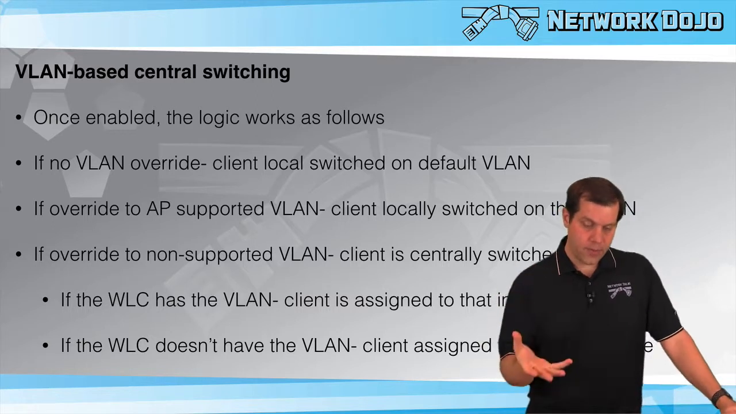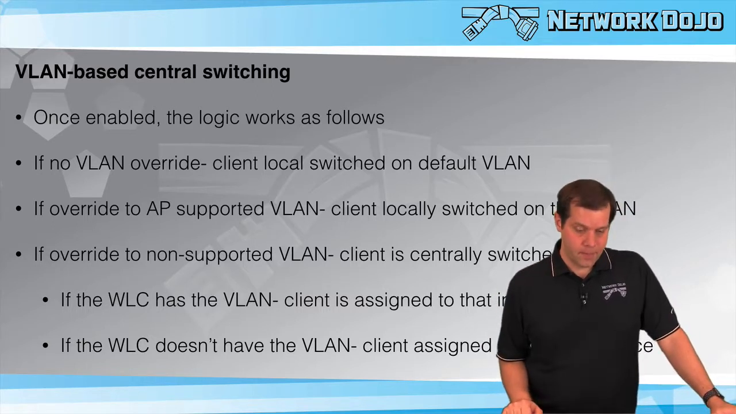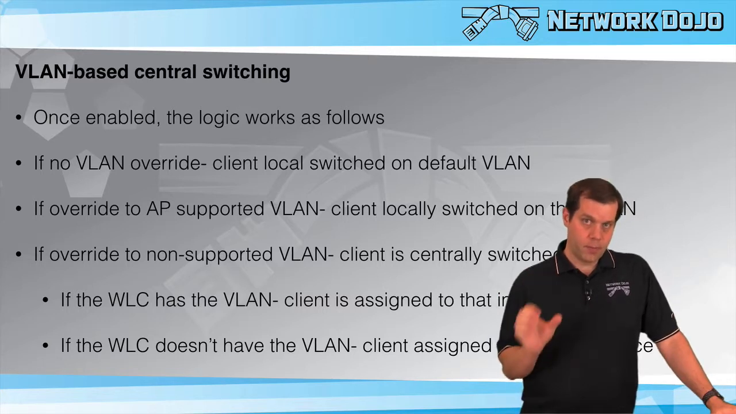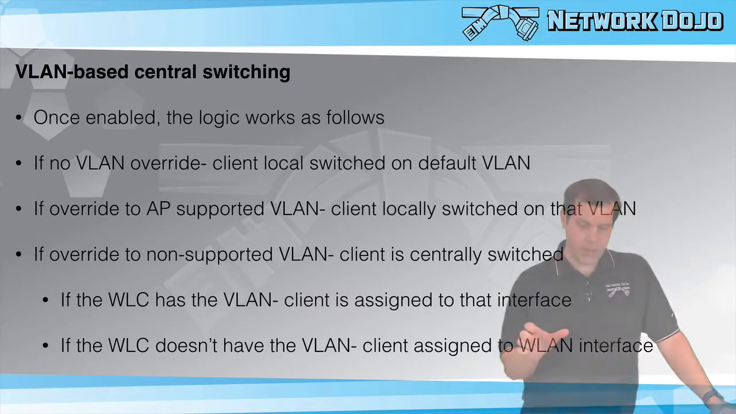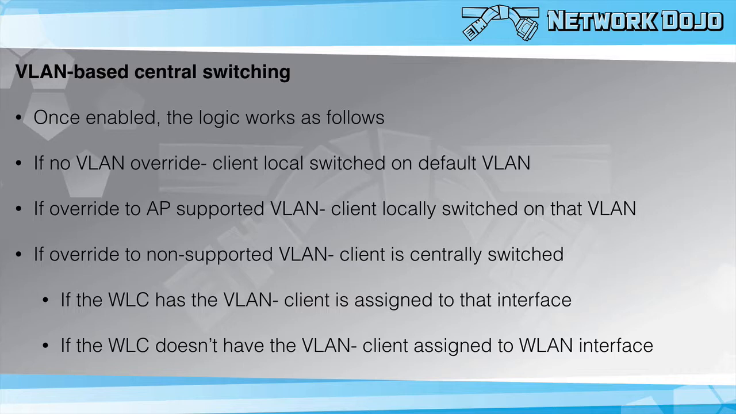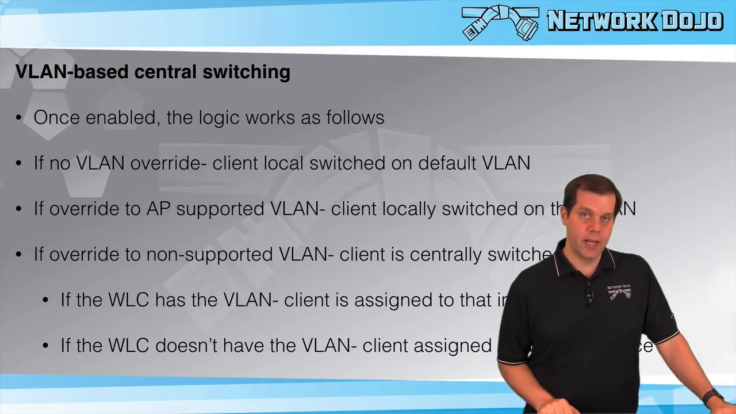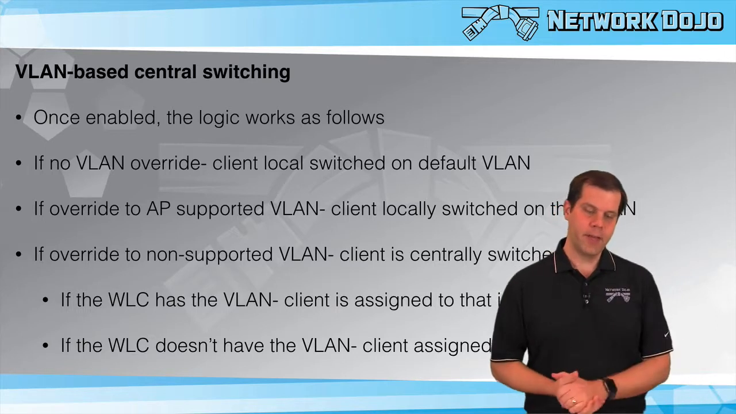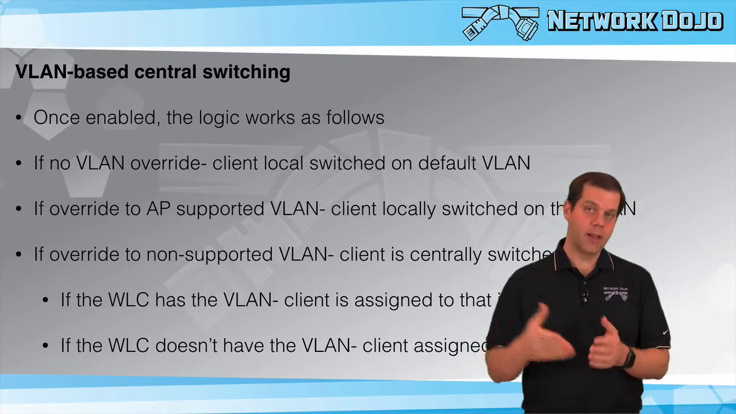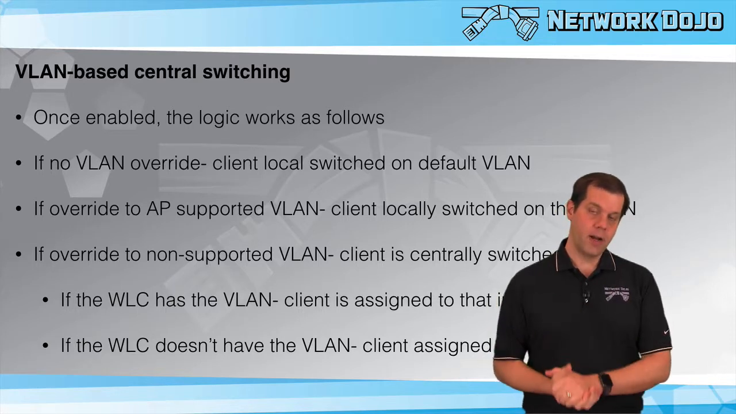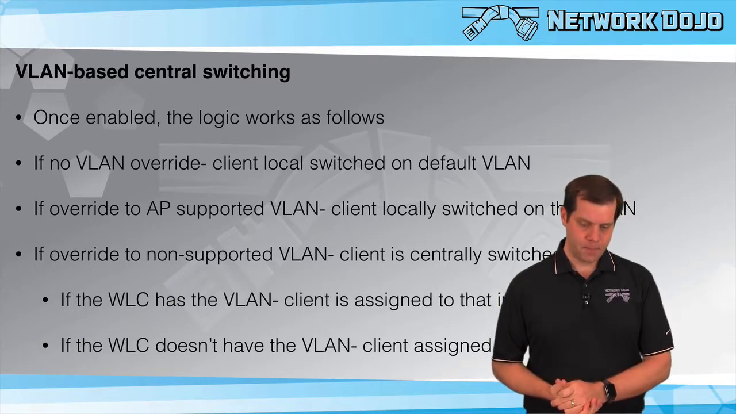Now, if we start sending VLAN overrides, if the VLAN that we override the client to is supported and provisioned on the AP, we locally switch the client on that VLAN. So for instance, I've been putting clients on VLAN 115. If I enable VLAN-based central switching and I override clients onto VLAN 115, the AP supports it and it will drop it off locally on VLAN 115.